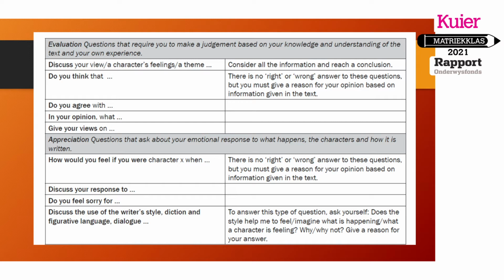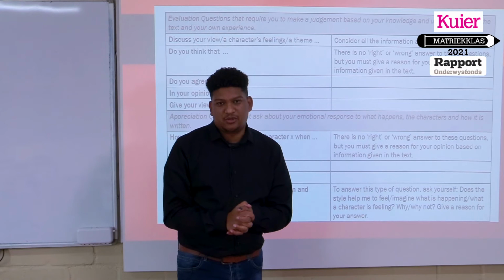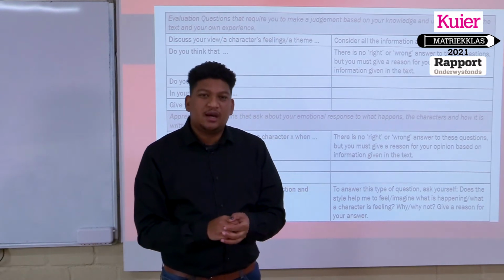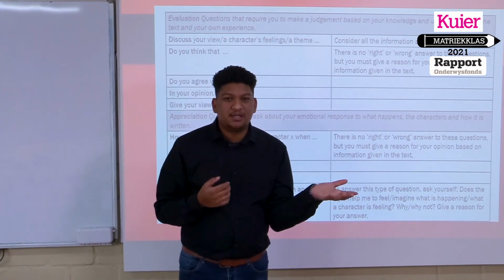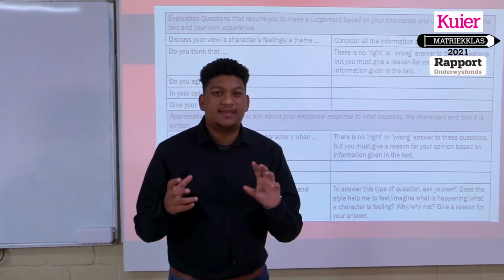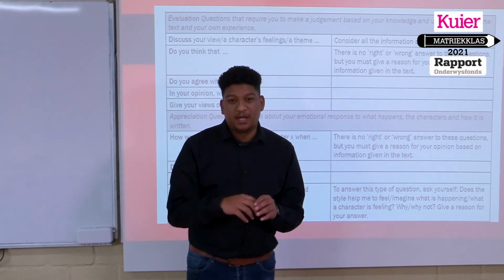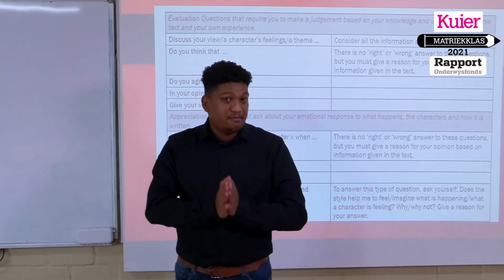Okay? Then the last one says appreciation questions that ask about your emotional response to what happens, the characters, and how it is written. Okay? Now I give an example. In your short story list, you do the short story, The Doll's House. Now if you recall, there is a difference between the Bernals and the Calvis. And because of that, the little Calvis are not allowed to be around the Bernals, because we understand the Bernals have money.